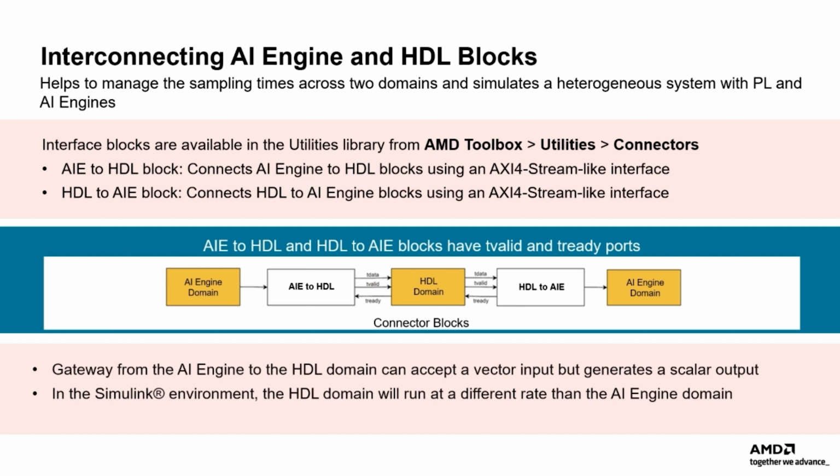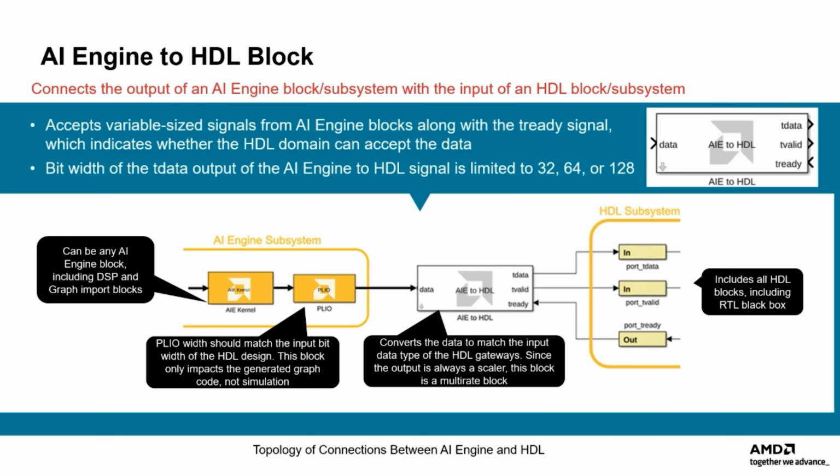The figure here shows the connections between AIE to HDL and HDL to AIE blocks. You can see that there are T-valid and T-ready ports as depicted in the figure. The gateway from the AI engine to the HDL domain can accept a vector input, but it generates a scalar output, meaning that in the Simulink environment, the HDL domain will run at a different rate than the AI engine domain. Let's now look at how to set the block parameters of the AI engine to HDL block. The AIE to HDL block connects the output of an AI engine block or subsystem with the input of an HDL block or subsystem.